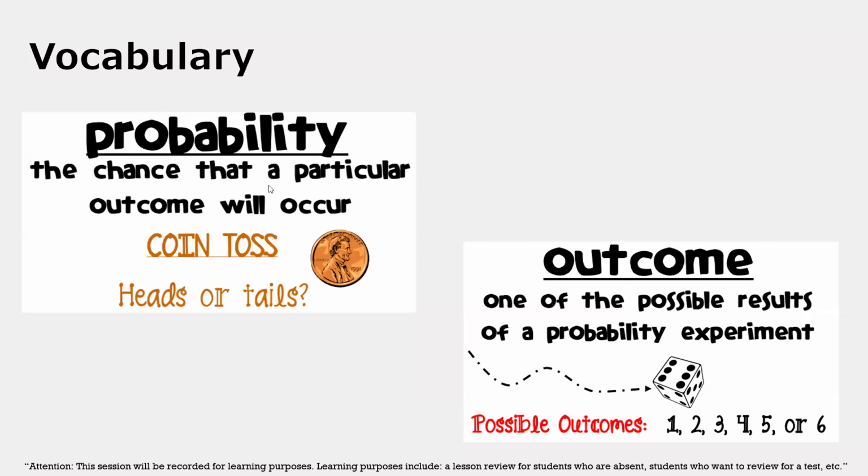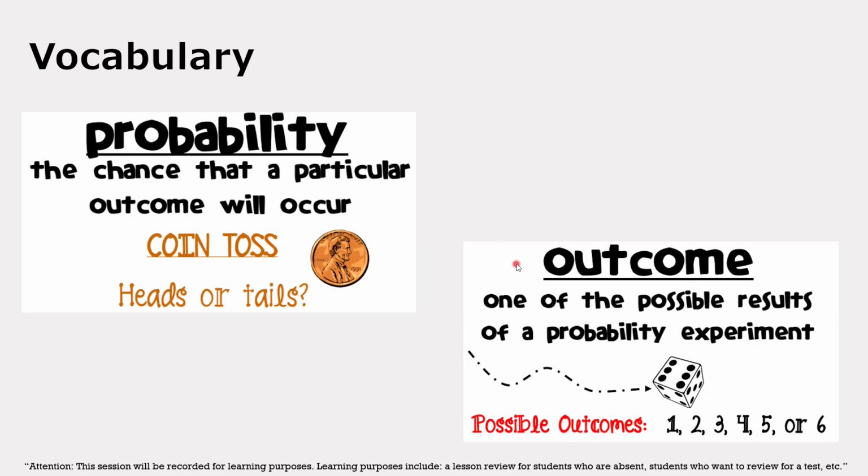So first up, let's go over a little bit of vocab. When we are working with probability, it's kind of another name for chance. It is the chance that a particular event will occur. So if we think about a coin toss here, if you flip that coin, what's the probability? What's the chance that it's going to land on heads? Well, it'd be a 50-50 chance because half of the coin is heads, half is tails. You have a 50-50 chance of it landing on heads versus tails.